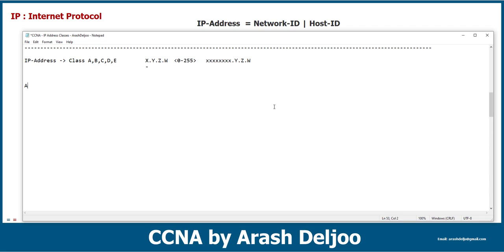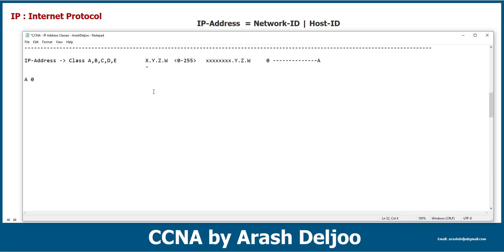We have some IP addresses in class A. All of the addresses of class A start with a first bit of 0. This means that this bit is 0. Let me write here: if the first bit is 0, that IP address is residing in class A. This is class A. And after that, the other bits are not important.